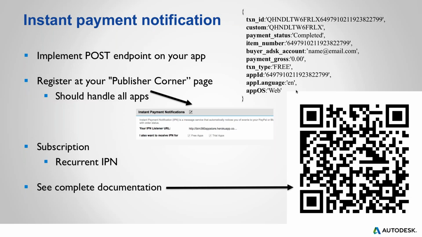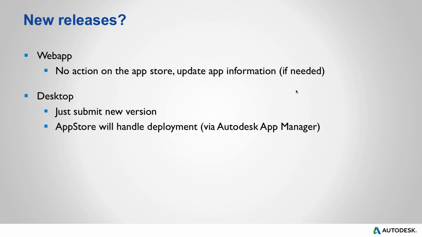Well, what about new releases on the App Store? If it's a web app, there is really nothing that you need to do about that. Just on this new release, make sure the information on the App Store is up to date. So let's say you have this web application and you're going to release a new version, a new feature, update on the App Store with the list of features and how to use them, etc.